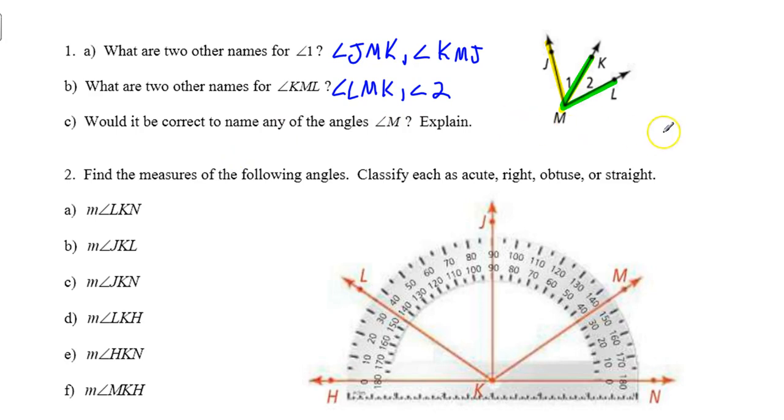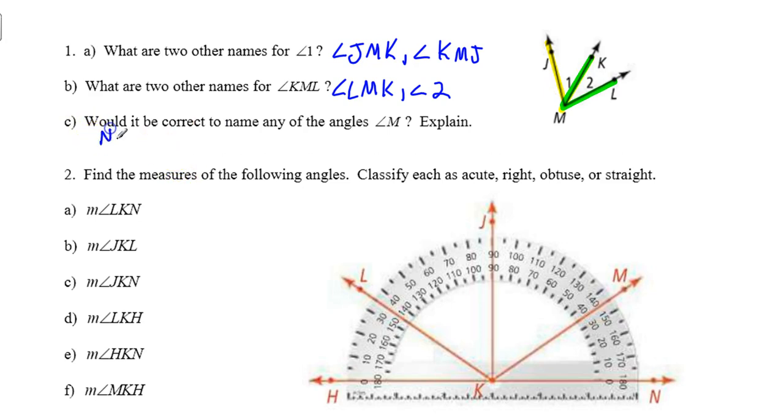Now, would it be correct to name any of the angles angle M? Sometimes we can use a single letter. We did that in an earlier question. But when you have multiple angles that share the same vertex, like angle 1 shares this vertex with M and angle 2 shares the vertex with angle M, we can't use one letter because it's not specific enough as to what angle. So, would it be correct to name any of the angles angle M?